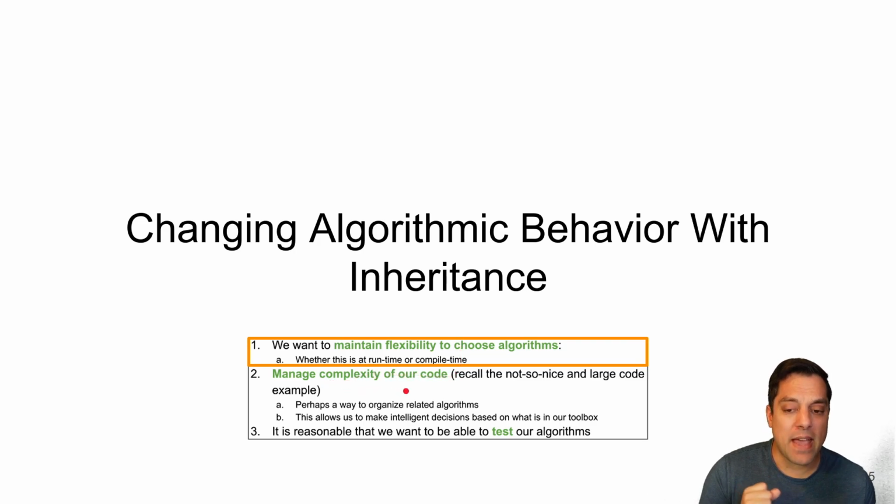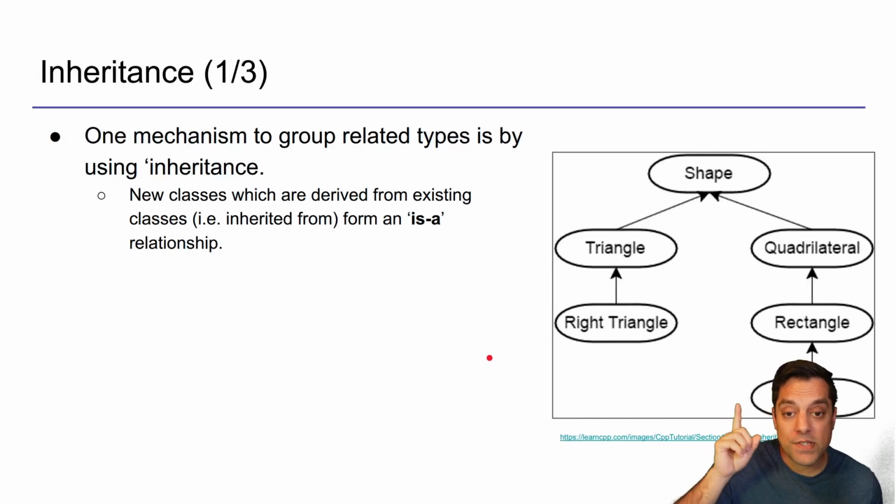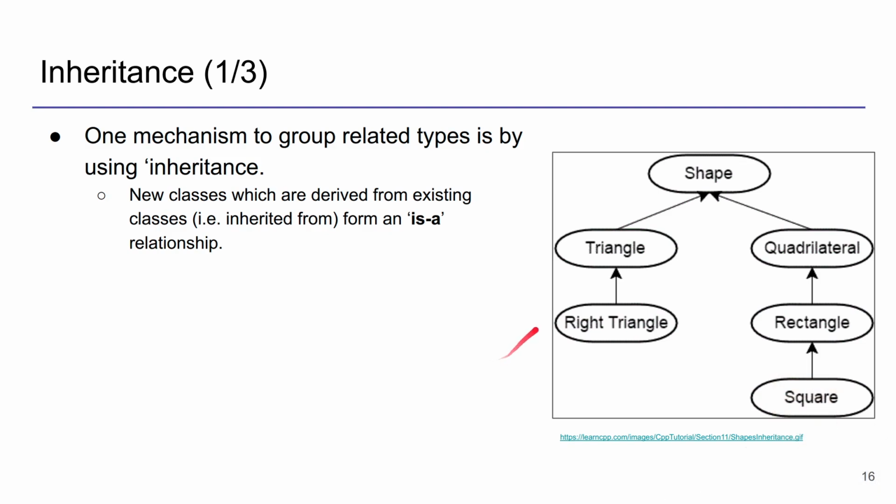And we want to be able to manage things like the complexity of our code and have testable code. Generally speaking, these are the criteria that we'll want. So let's talk about first maintaining the flexibility to choose an algorithm and using that tool called inheritance. Okay, so maybe you thought about this mechanism. Here is the classic example, a chart that you've probably seen in textbooks or variations of this, where you have a base class, like a shape, and then a bunch of other shapes under it that are derived from this base class.